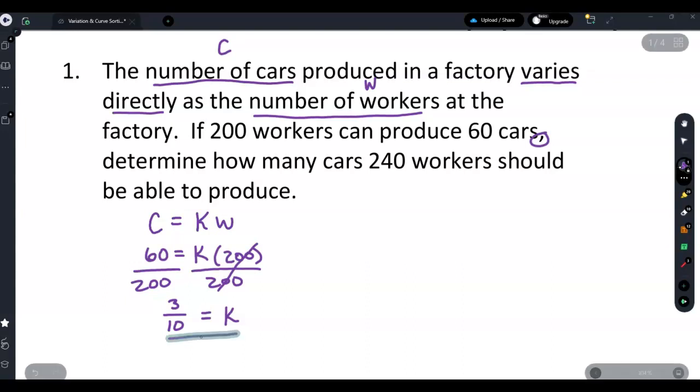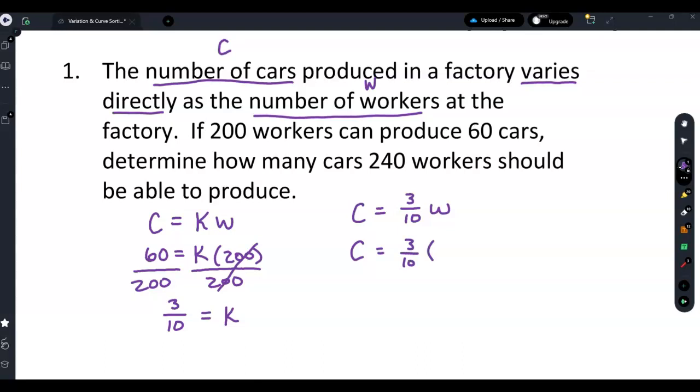So once I do the first half of my problem, I can rewrite my original equation, C equals KW, but now I know that K is 3/10 or 0.3. So I've got C equals 3/10 W. And I had stopped at this comma, so I'm not even done reading the problem yet. Let me read the rest here. It says determine how many cars 240 workers should be able to produce, and then that's the end of this problem. So how many cars 240 workers should be able to produce is wanting me to find C, but it's telling me what to plug in for W, in this case 240.